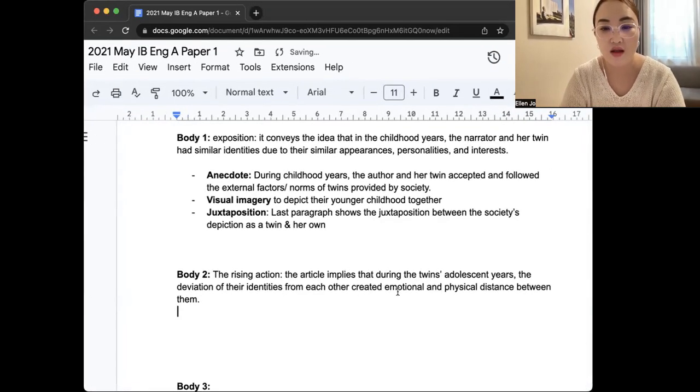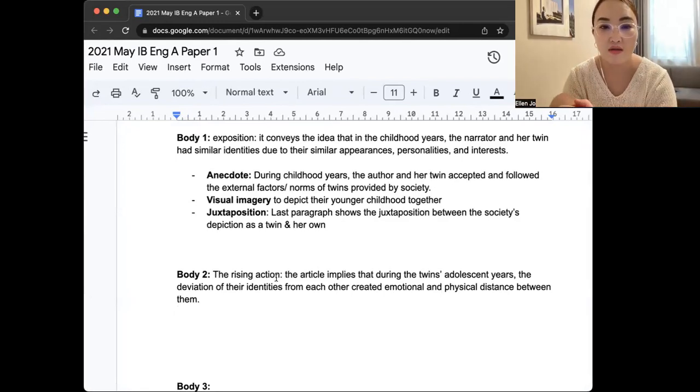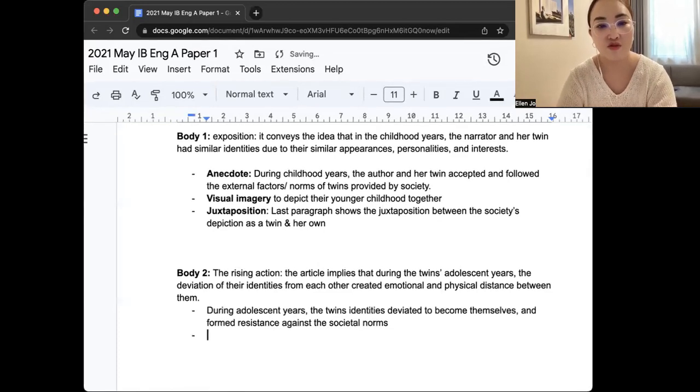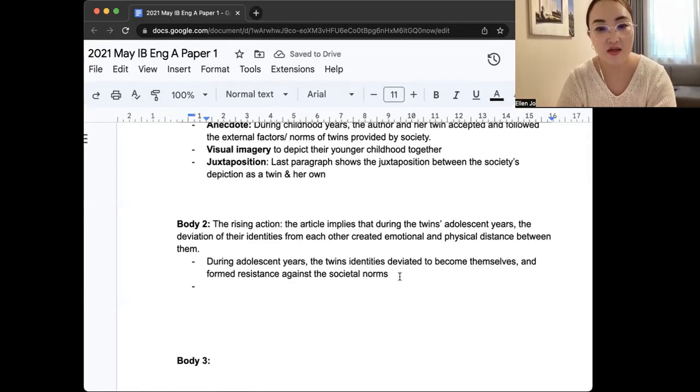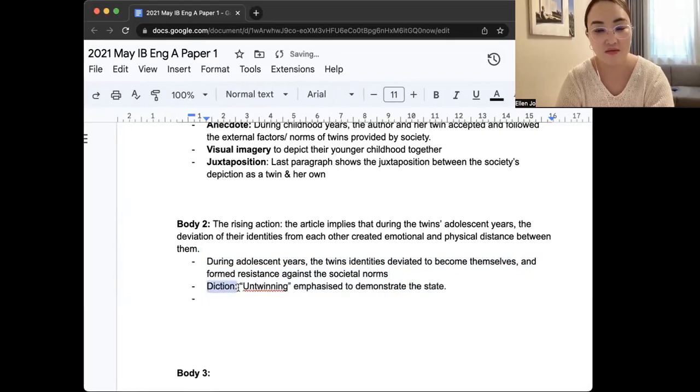So the article implies that during the twins' adolescent years, the deviation happens. They are attempting to discover their own independence, and they are becoming much more different. So the main idea would be, during adolescent years, the twins' identities deviated, they became themselves, and formed resistance against societal norms. And then the techniques that we can support the stage with would be, first, diction.